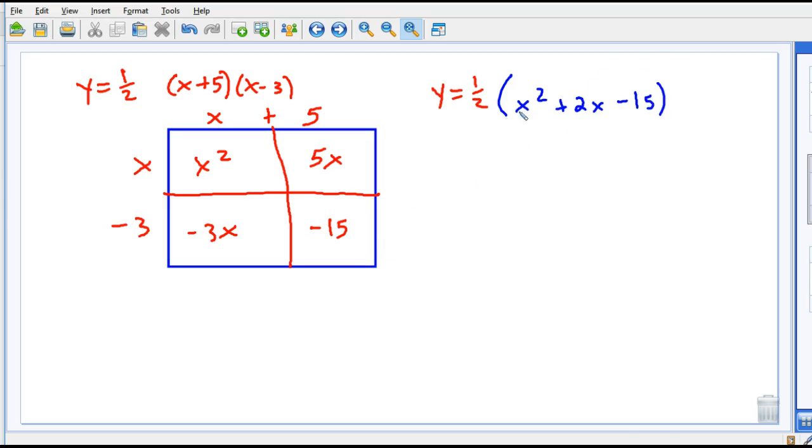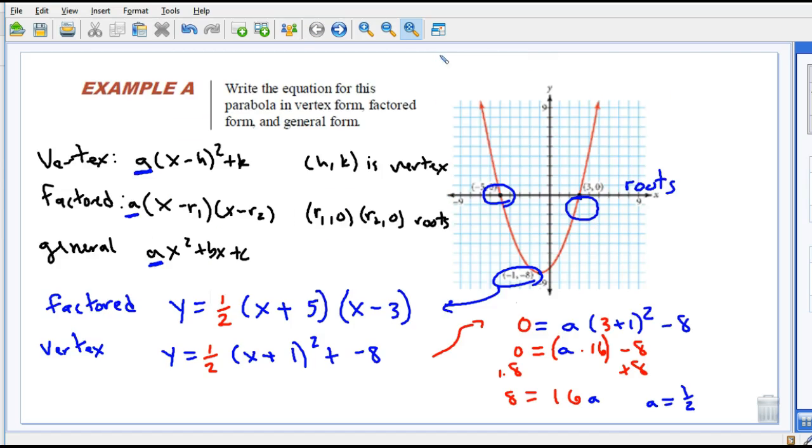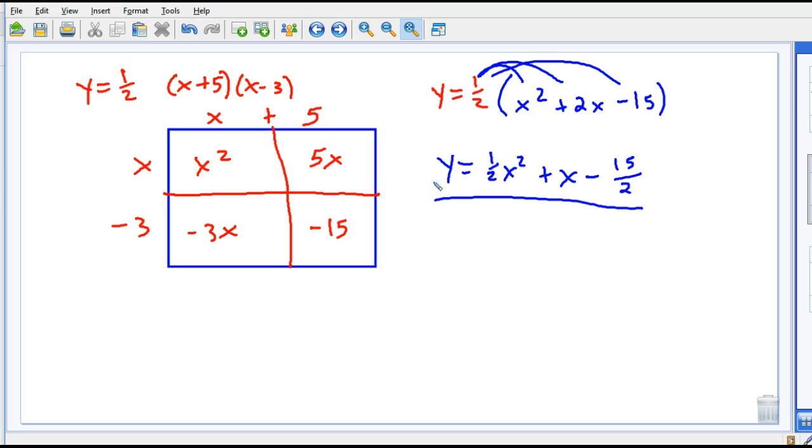Okay, so then the last thing to do for general form, remember general form is ax squared plus bx plus c. I just need to distribute this 1/2 into all of them. And so general form should be y equals 1/2 x squared. 1/2 times 2 is going to be just 1, so I can drop the 1. And then 1/2 of 15 is 15 over 2. All right, and there's general form. So now we are all done with vertex form, factored form, and general form.